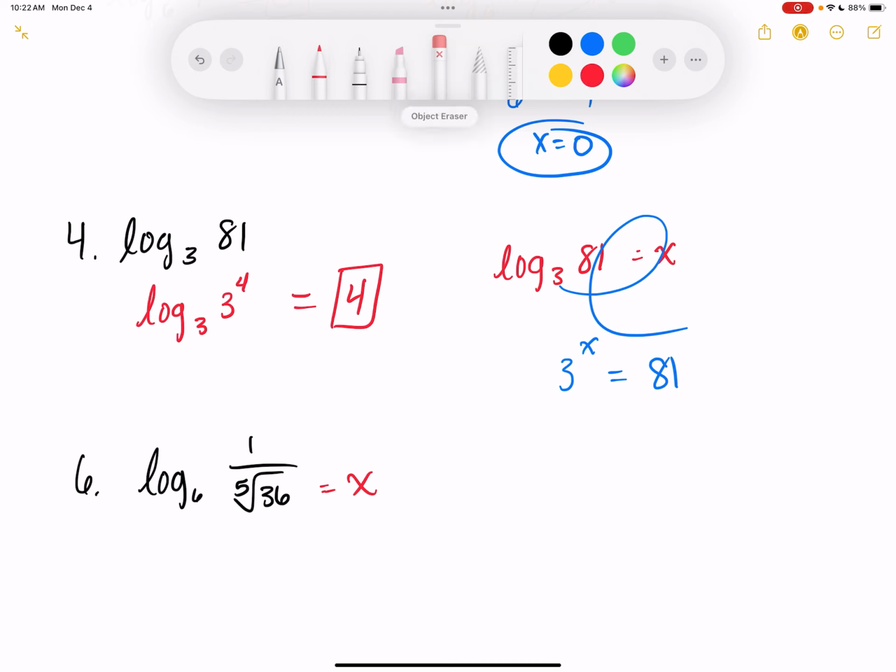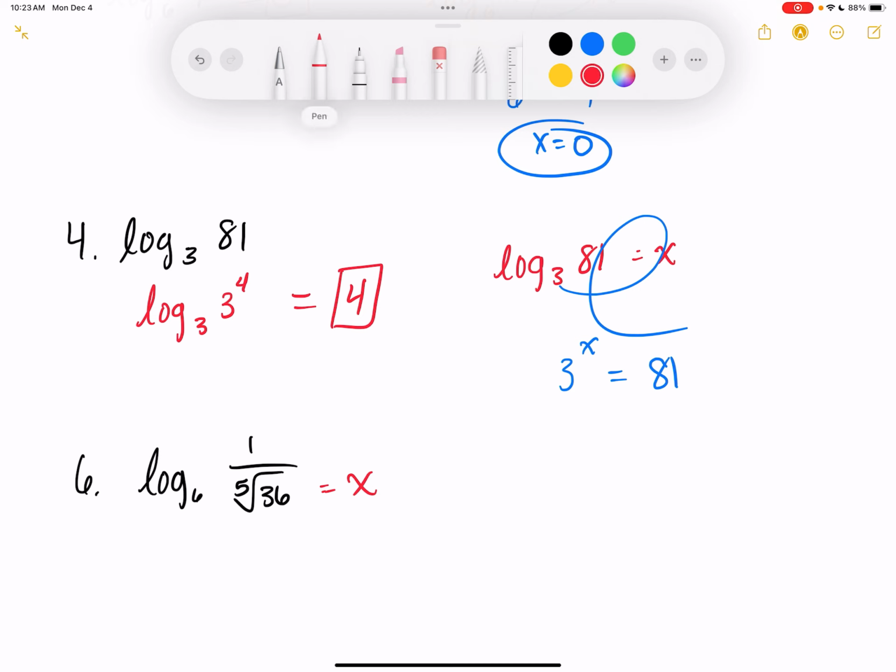So any other ideas on how I could maybe consider rewriting this? 1 over the 5th root of 36. Maybe we could. It's the same thing. We could take out that 5th root and make it 36 to the 1/5. It would be the same thing, but at least it wouldn't look as scary. So 1 over 36 to the 1/5. Yeah, is that what you're saying?